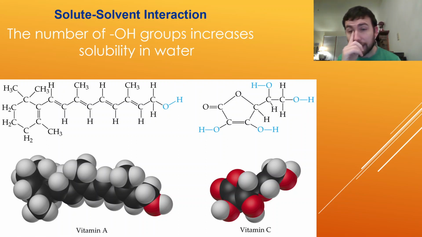And so if you had to guess, you'd probably be able to determine that vitamin C is a water-soluble vitamin, whereas vitamin A is not. Okay, so that just kind of shows us that the more OH groups we have, the more soluble a substance will be.